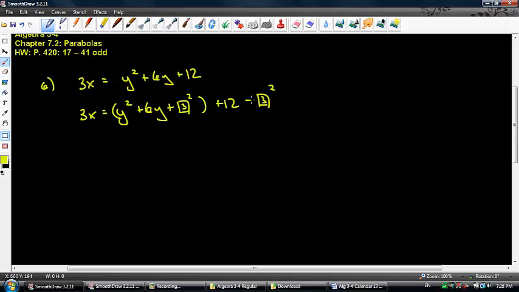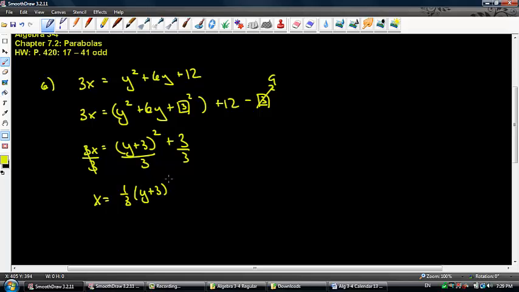Inside the box goes 3. So I'm going to get 3x equals (y plus 3) quantity squared. This is a 9, and that's plus 3. Now I'm going to go ahead and divide everything by 3. So what I get is x equals 1/3 (y plus 3) squared plus 1.